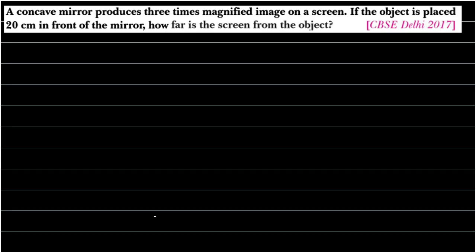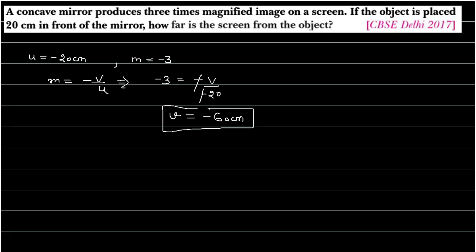Next question. Question is saying a concave mirror produces 3 times magnified image on the screen. If the object is placed 20 centimeter, how far is the screen from the object? So u is given, m is given. We know that m is equal to minus v upon u. So minus 3 would be equal to minus v upon minus 20. So minus minus would be cancelled. v comes out to be minus 60 centimeter.